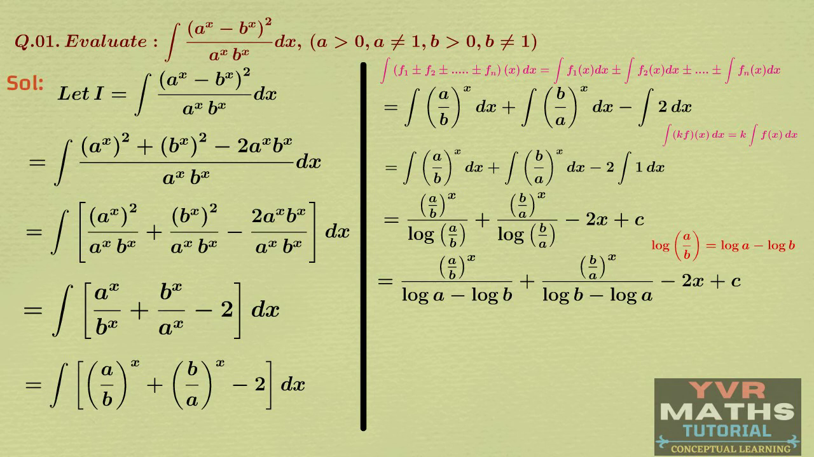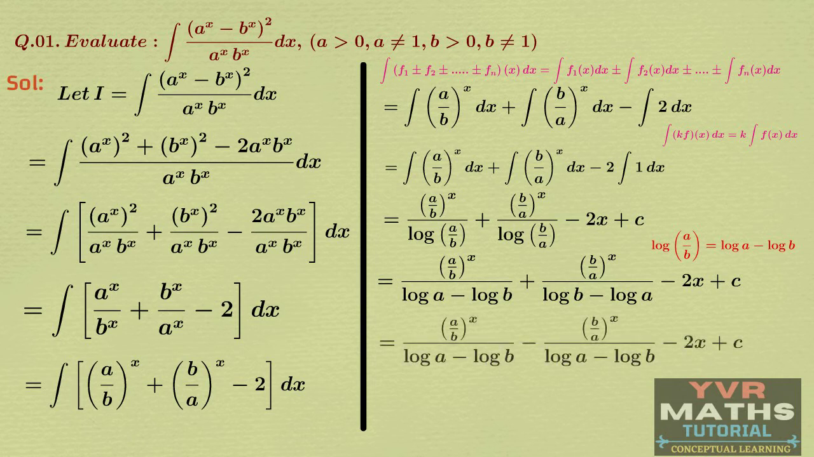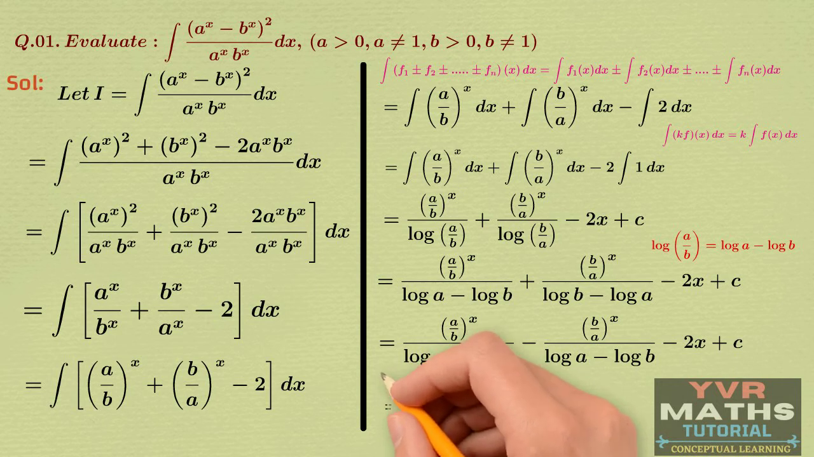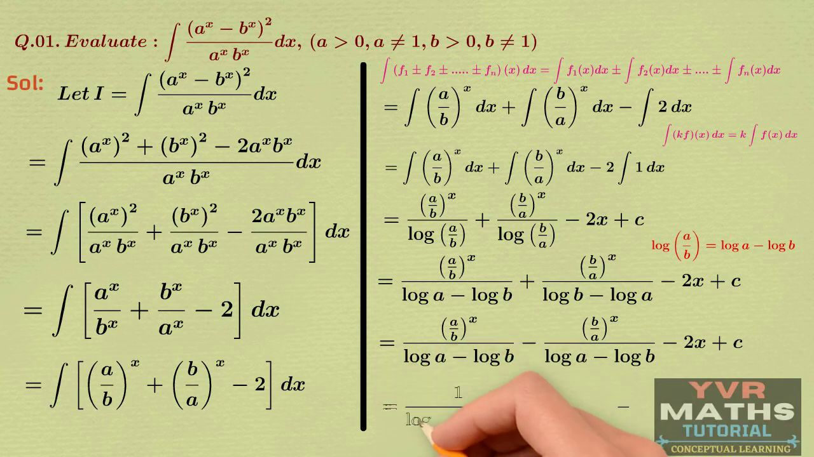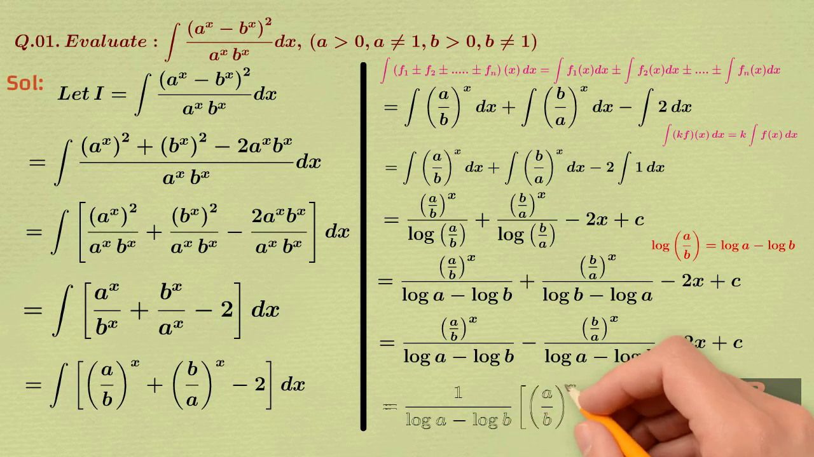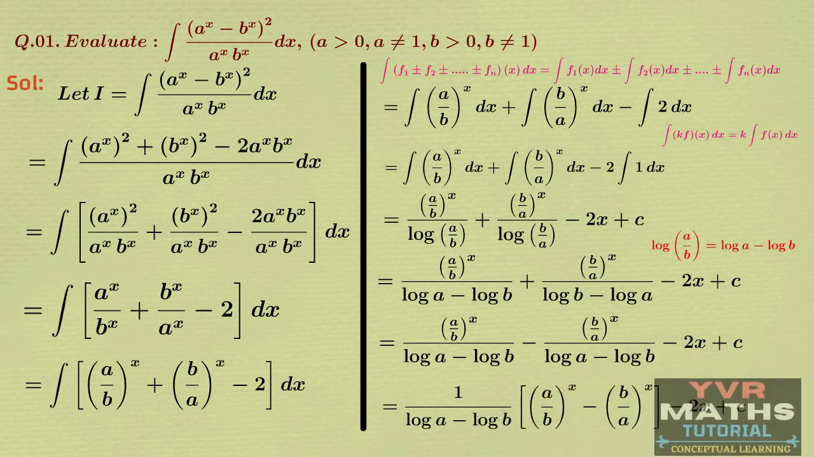Now the first term is as it is in the next step. From the second term, on the denominator part I am taking minus common. If you take minus common from the denominator, what you will get? Minus (b/a)^x by log a minus log b, minus 2x plus c. So this is the answer for the given question. If you want, you can write one more step here. If you take 1 by log a minus log b common, then what you will get? (a/b)^x minus (b/a)^x, minus 2x plus c.